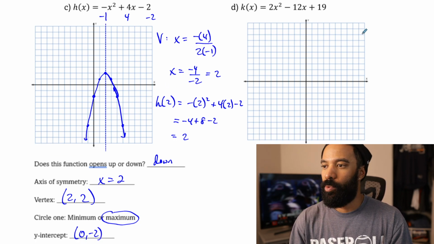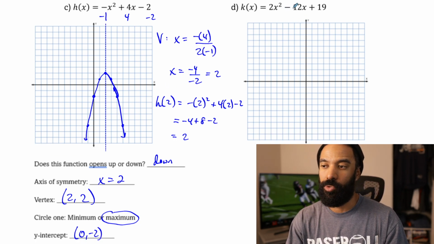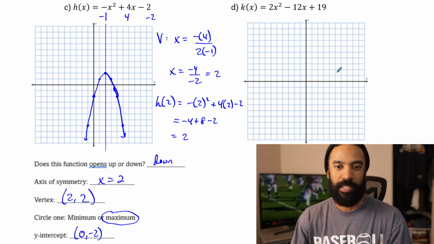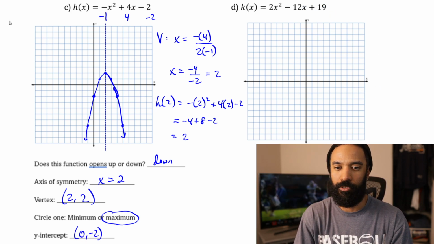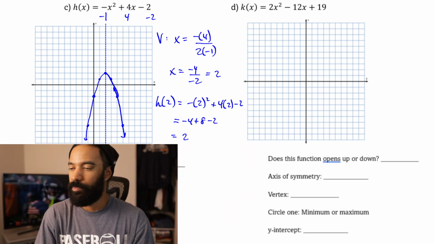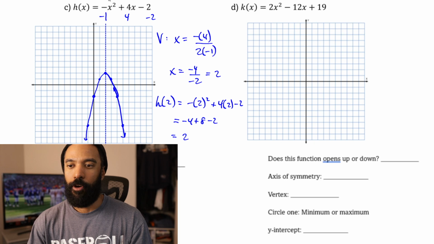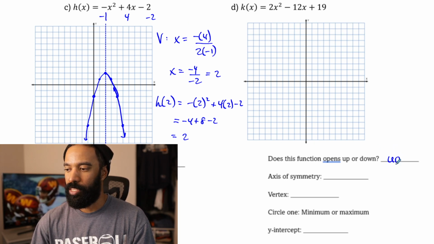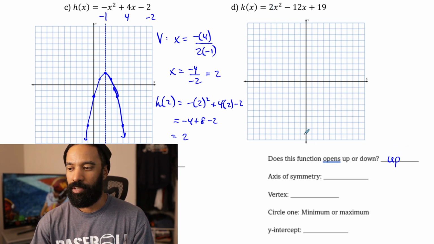Letter D, k of x equals 2x squared minus 12x plus 19. Same kinds of questions are going to be asked. Let's check it out. Does this graph open up or down? It opens upward. This time it'll open upward because a is positive. It is a positive 2.